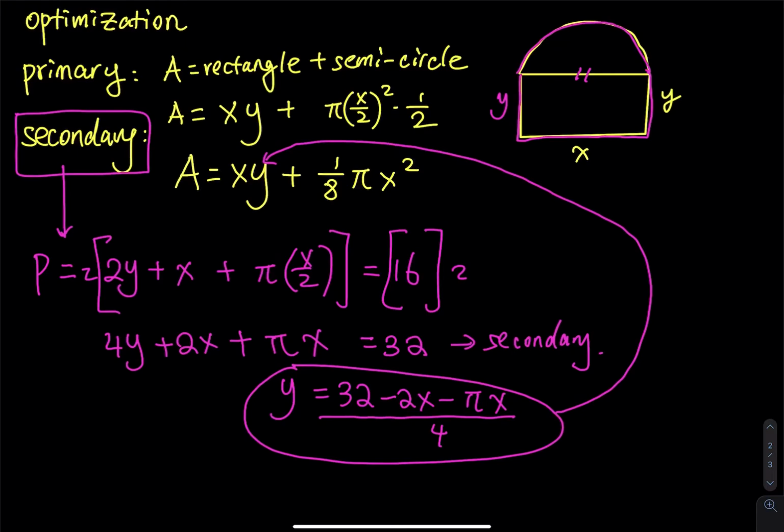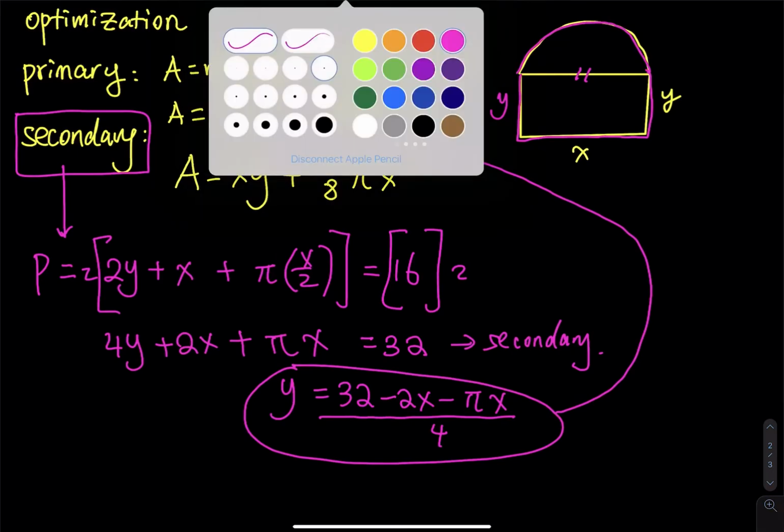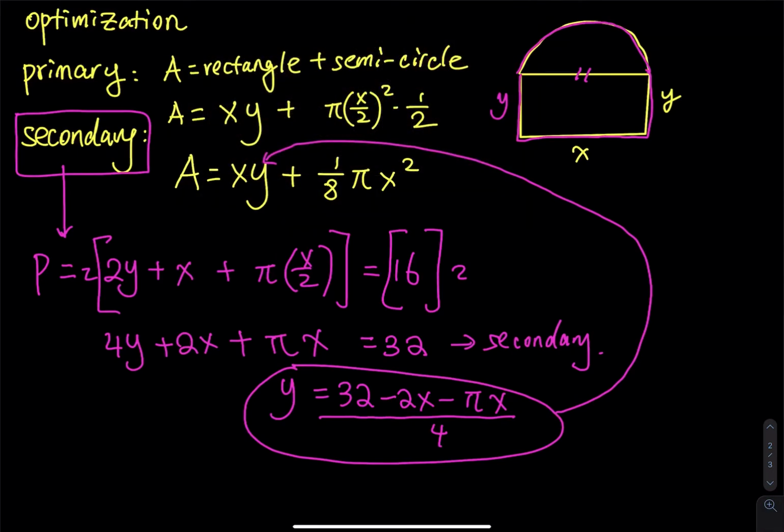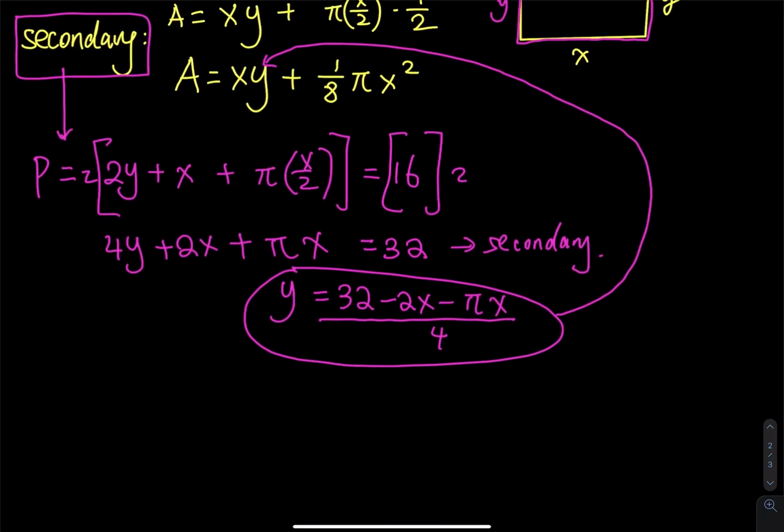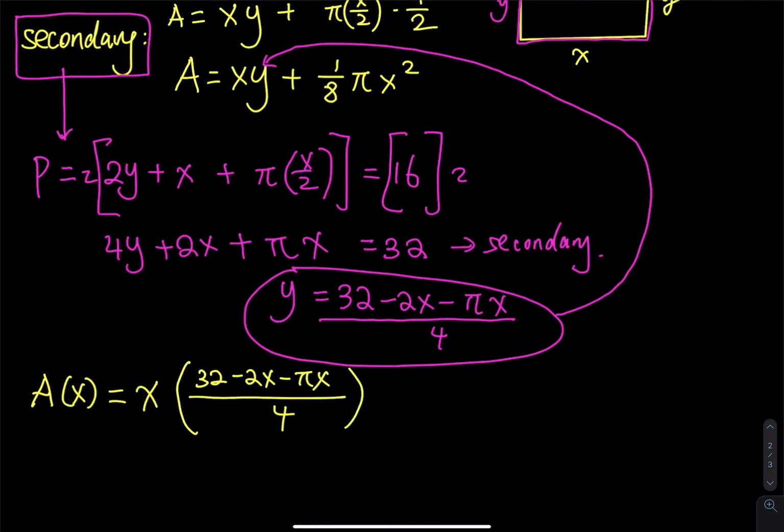So let's go back to yellow. So the primary equation, A equals something, is now A of x, because x is the only independent variable. So we have x times y, which is now the secondary, divided by 4, and then we add the pi over 8 x squared, and then we simplify the math a little bit, and then we are ready to take derivatives.